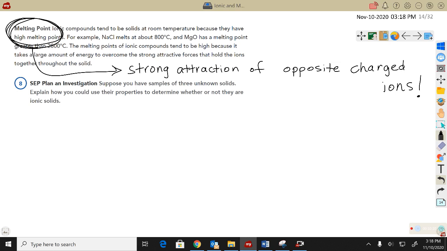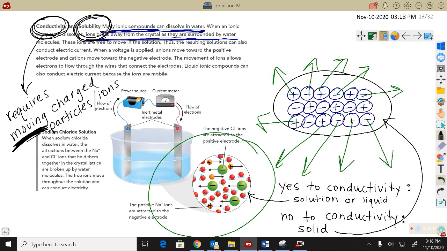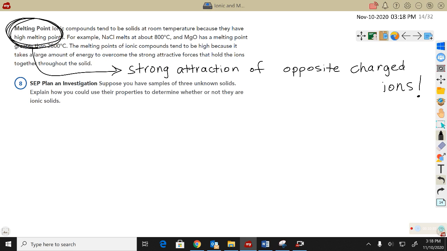I mean, think about that little picture that we drew with the ionic solid, where there's positive, negative, negative, positive, negative, tons of charged ions, and they're packed so tight together that there's just a lot of attraction. And ionics often have really, really high melting points.